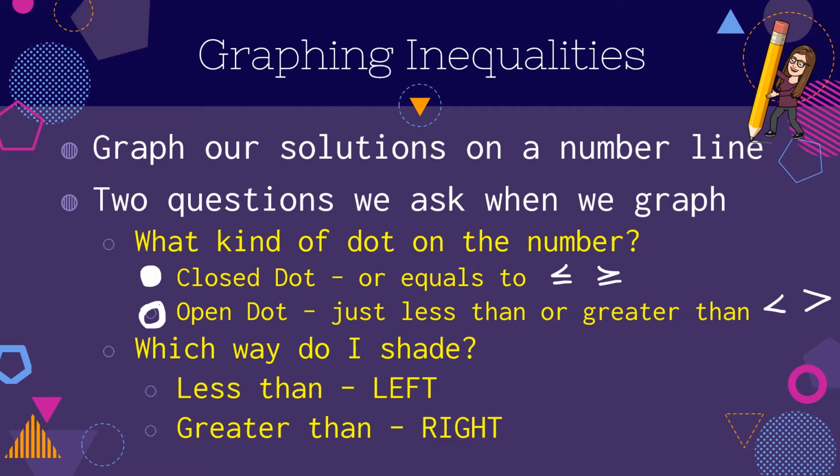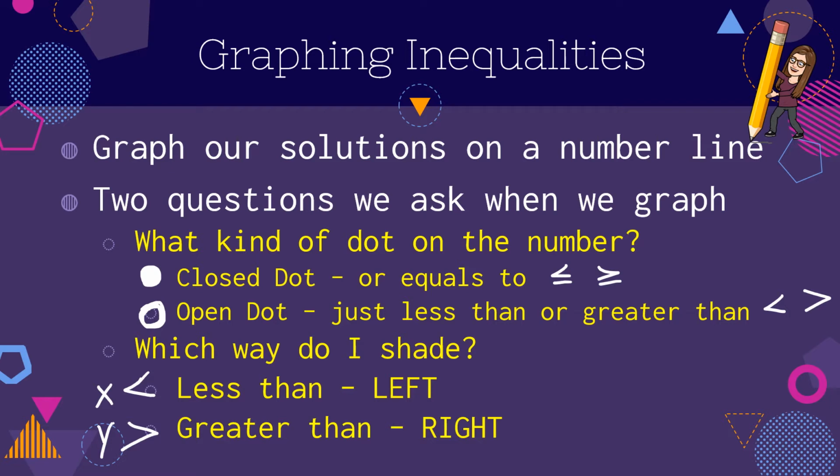Let's talk about which way do I shade. If I have x is less than, if the x is first and I'm talking about less than, I'm going to go left. If my solution is some variable greater than, then it shades to the right.